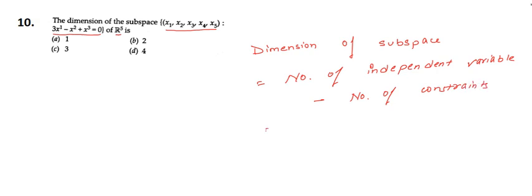So here we have 5 independent variables, and the number of constraints is 1. So our answer to this question will be 4. So our correct option is option number D. So we have completed all the 10 questions.